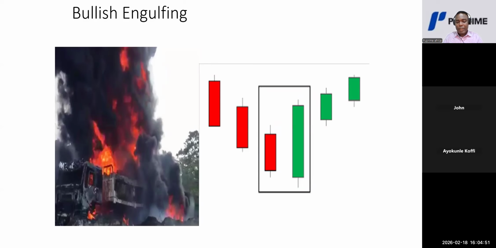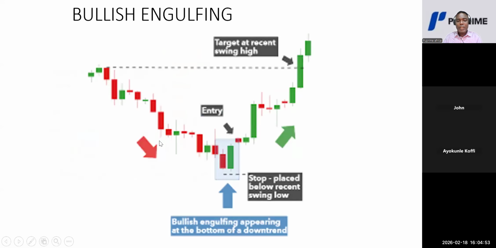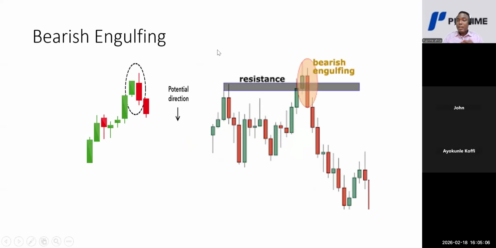This is an example of the bullish engulfing candlestick. You can see the bullish engulfing and the massive breakout to the upside. Then we have the bearish engulfing candlestick pattern where the red candle, the bearish candle, completely overshadows the previous bullish candle. This is found at the top of an uptrend and indicates reversal to the downside.